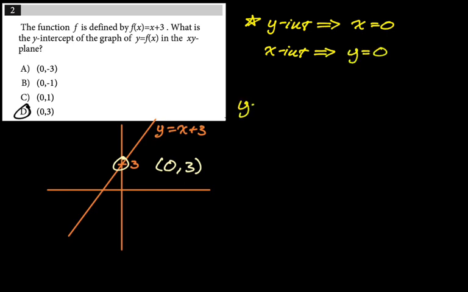Another way of finding a y-intercept is to think it's going to be the ordered pair (0, f(0)). So you can take 0 and plug it into whatever function you're given. That'll give you an ordered pair (0, 3). All right, that's another question down. Let's take a look at the next one.